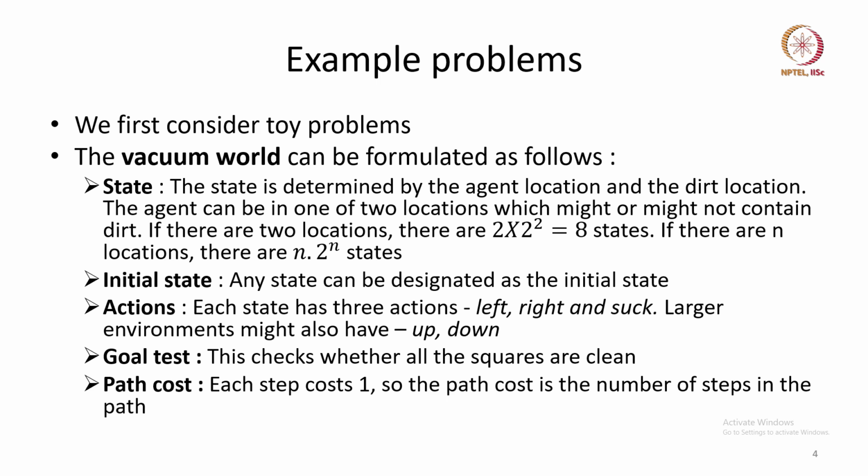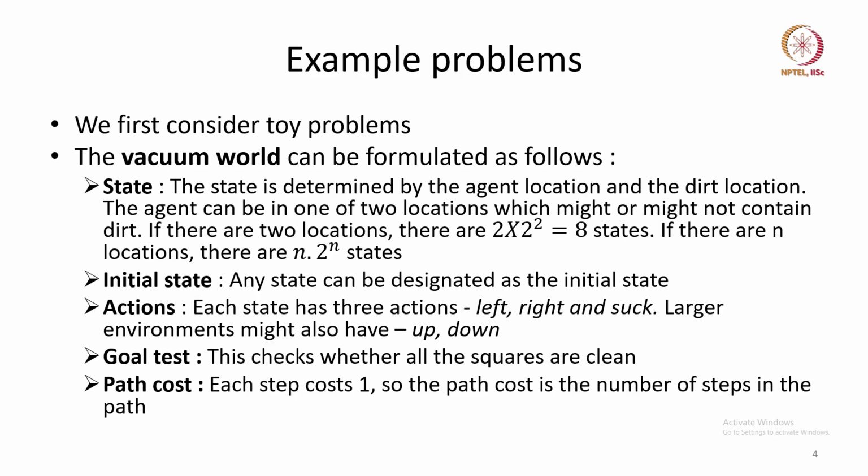So what is the initial state here? The initial state could be anything. The vacuum cleaner may be in room A, and there may be dirt in room A, and there may not be dirt in room B. So that could be one state. In this way it could be any of the 8 possible states we spoke of earlier. And what are the actions that can be taken? There are basically 3 actions. Either the vacuum cleaner can go left, or go right, or it can suck the dirt. So these are the 3 actions that we are thinking of.